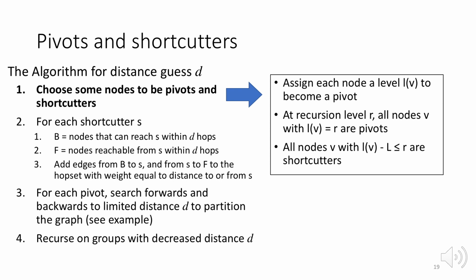And also, this was the algorithm for a particular distance guess D. So in steps 2 and 3, the shortcutters and the pivots search to a limited distance of D. And finally, in step 4, the algorithm recurses on each subgroup with a decreased distance. So next I'll talk more about the limited distance search and why we decrease the search distance with each level of recursion.